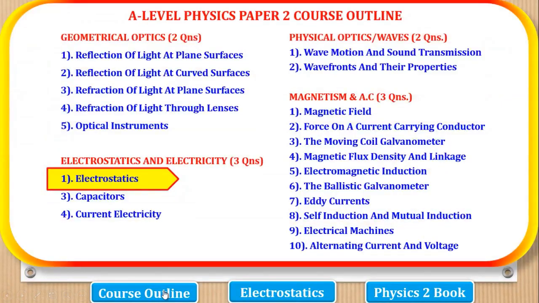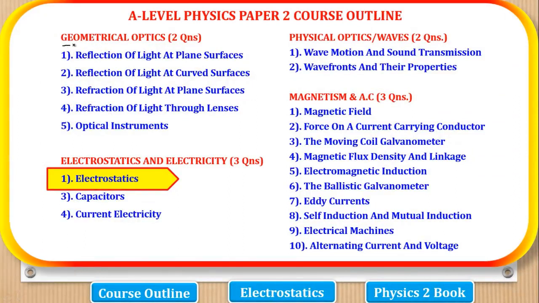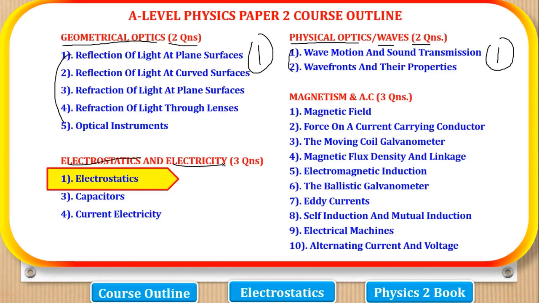Before we proceed, let's first look at the course outline for A-Level Physics Paper 2. A-Level Physics is divided into four parts. The first part is geometrical optics, where 2 questions come from these topics, and a student must answer one. Next is physical optics or waves, where 2 questions come from these topics, and a student must answer one. The next part is electrostatics and electricity, where 3 questions come, and also magnetism and AC, where 3 questions come from these topics. So it is up to the student to choose.